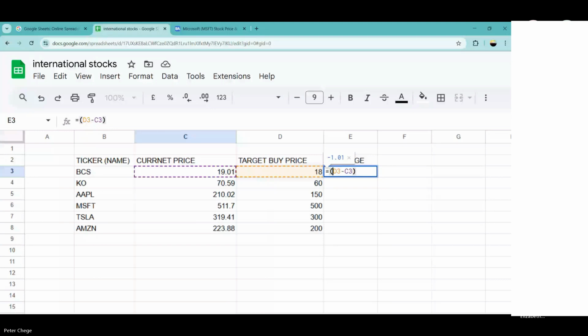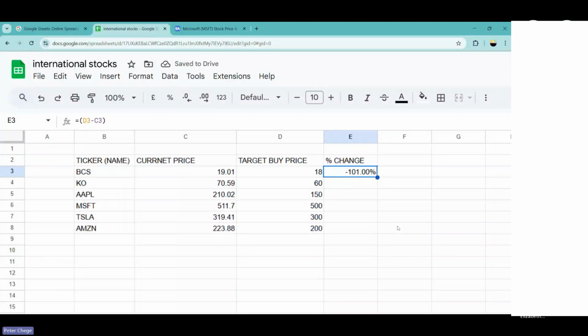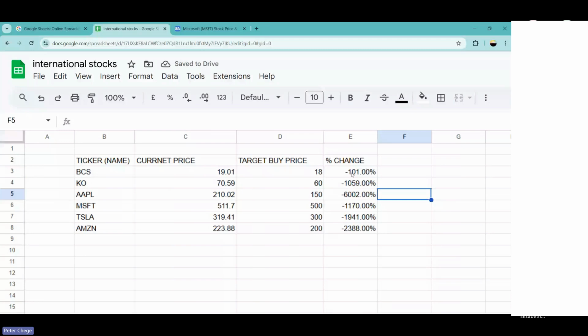Then convert this into a percentage. So I want, when these figures in the percentage change go positive, because it means the price has gone down below your target price, or when it is zero, that's when I buy. I hope you get the analogy. You can change this into 2 decimals so that it doesn't confuse.